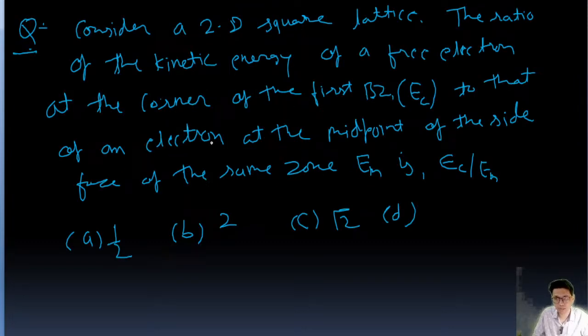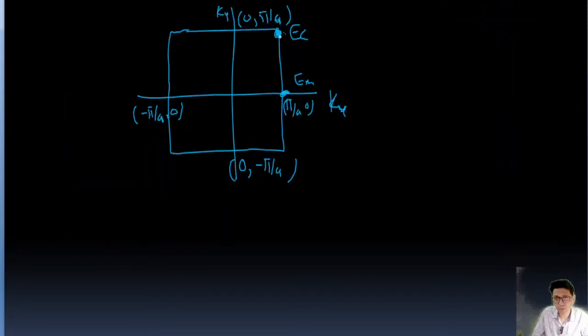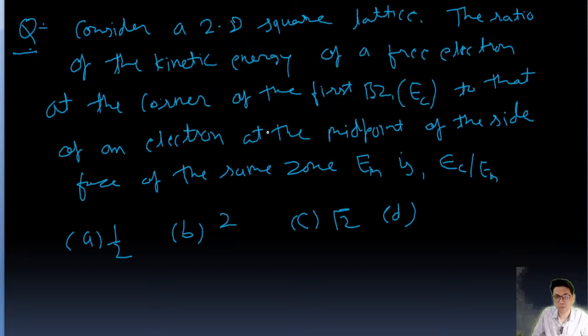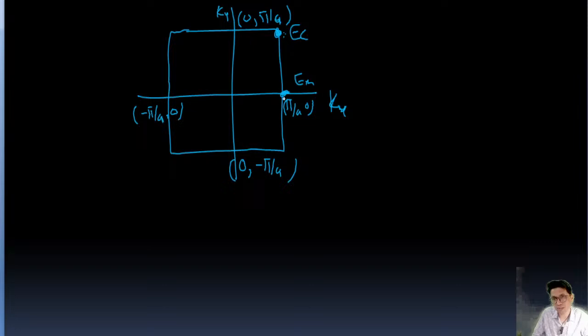Okay, very simple. This is the first Brillouin zone, and we want the kinetic energy of the electron at the corner of the first Brillouin zone to that of an electron at the midpoint of the side face of the same zone. Okay, this is the midpoint of the side face of the same zone. So this is what we need to find out. Very simple, guys.